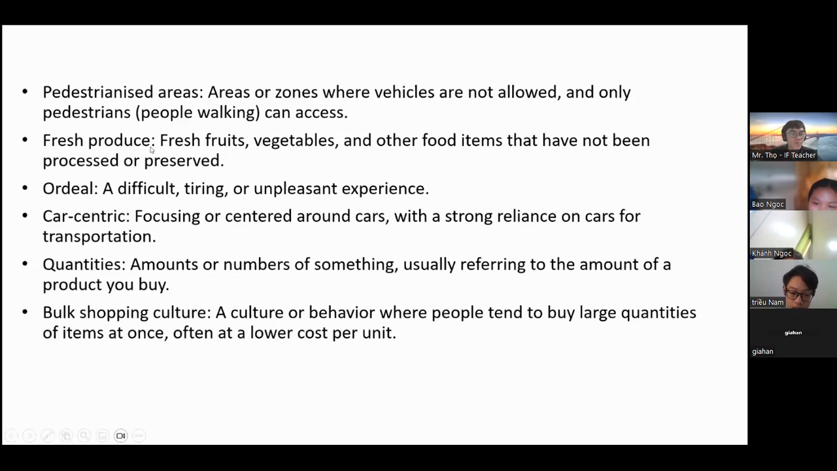How about fresh produce? This word has two meanings.